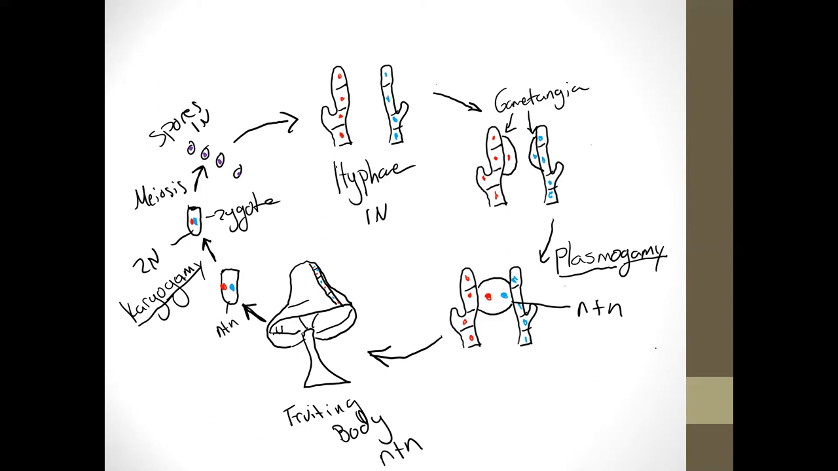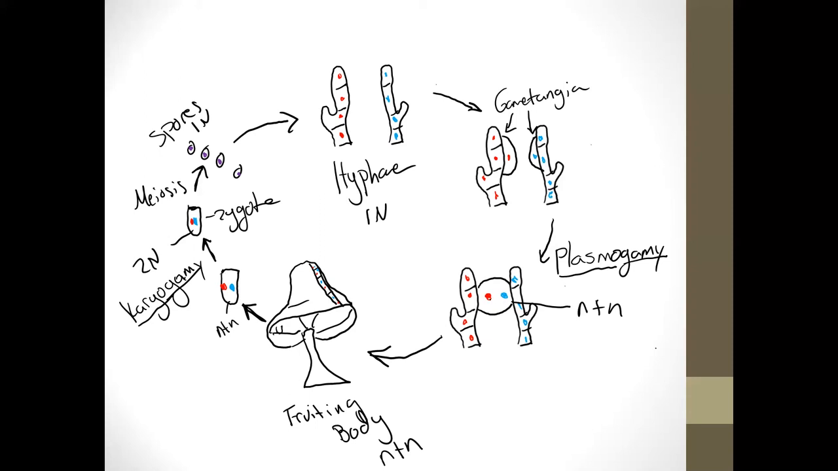So just to recap real quick, the adult stage is hyphae, and it's all haploid. These hyphae grow in networks of mycelium. When a hyphae of one mycelium meets the hyphae of another mycelium of a different fungi, they will then create gametangia. These cells are going to act as gametes, and they will fuse together through plasmogamy, where their plasma membranes fuse together. However, their nuclei are not fused together, so you create an N plus N cell.